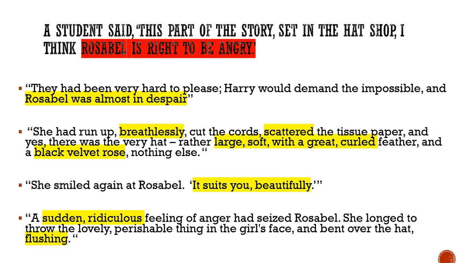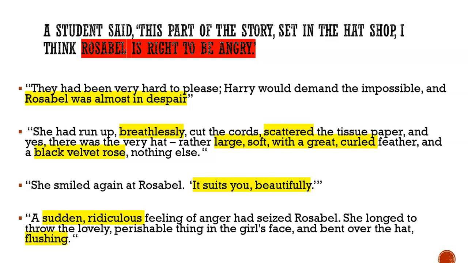It doesn't say she loves the hat or Rosabel loves the hat, and it doesn't say Rosabel was humiliated. But you have to infer that. You infer that by the beautiful way she describes the hat. Large, soft, with a great curled feather and a black velvet rose. And again, the red-haired girl says to Rosabel, "It suits you beautifully." They both know that Rosabel can never have this hat. They both know that she'll never own anything like this.